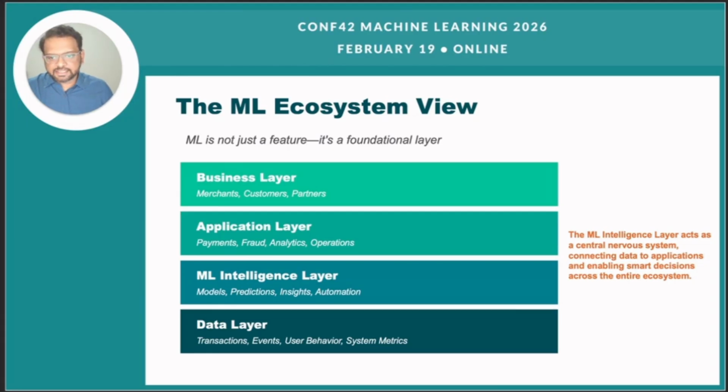Now, the application layer sits on top of the machine learning intelligence. This includes all the visible payment functions like payment processing, fraud detection, analytical dashboards, operational tools, and API interactions. Each of these applications leverages the machine learning layer for their intelligence needs, but the intelligence itself is centralized and shared across all these different functional and operational areas.